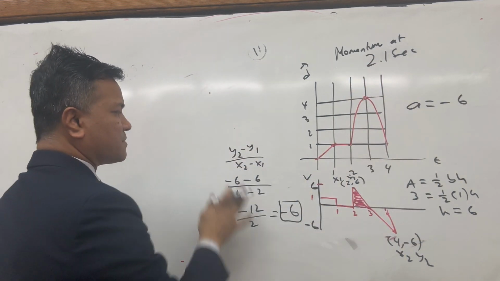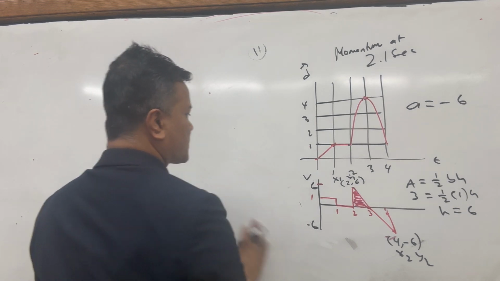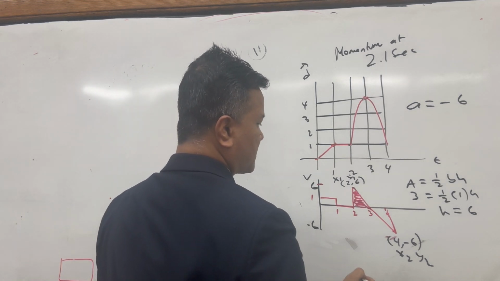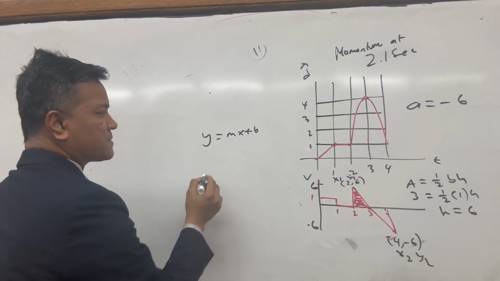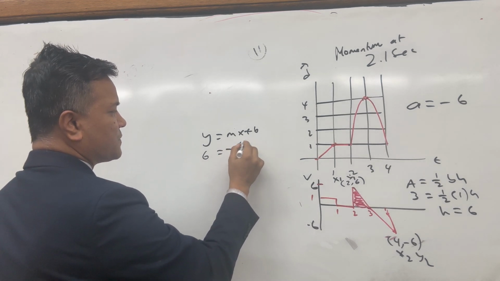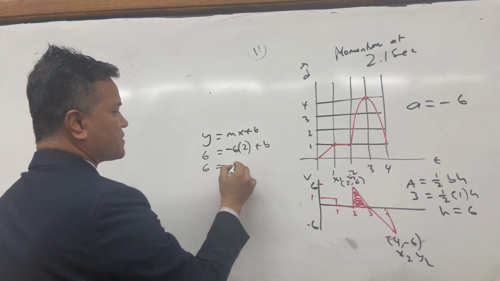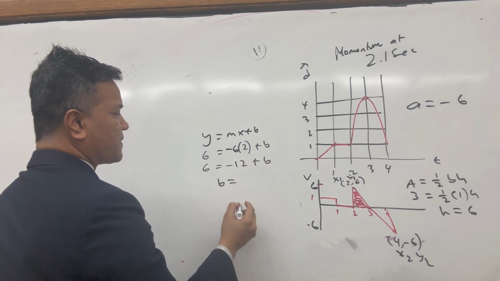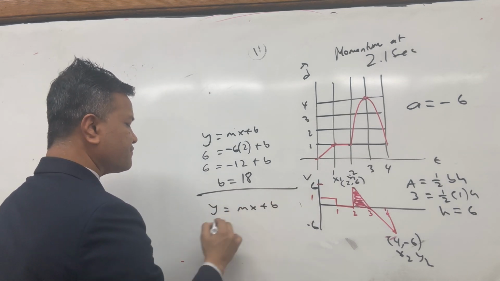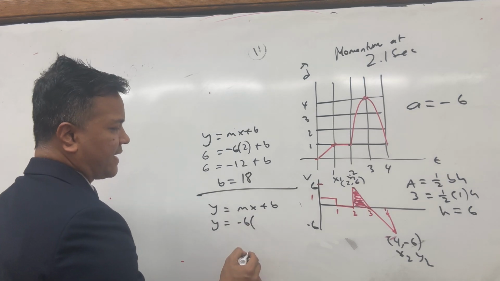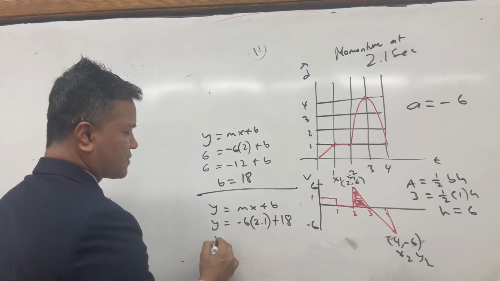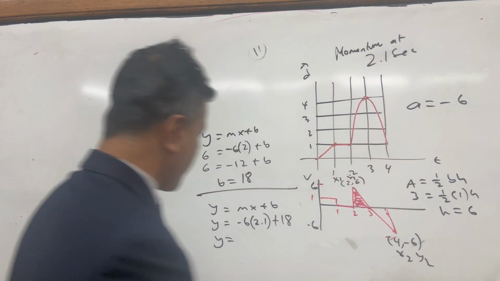But we need to find the momentum, so we need to find the velocity. Y is equal to mx plus b. To find the velocity, we need to use this point. So 6 is equal to minus 6 times 2 plus b. So 6 is equal to minus 12 plus b. So our y-intercept is 18. So y is equal to mx plus b. Y is equal to minus 6 times x, which is 2.1, plus the y-intercept. So y is equal to, this is your velocity, by the way.